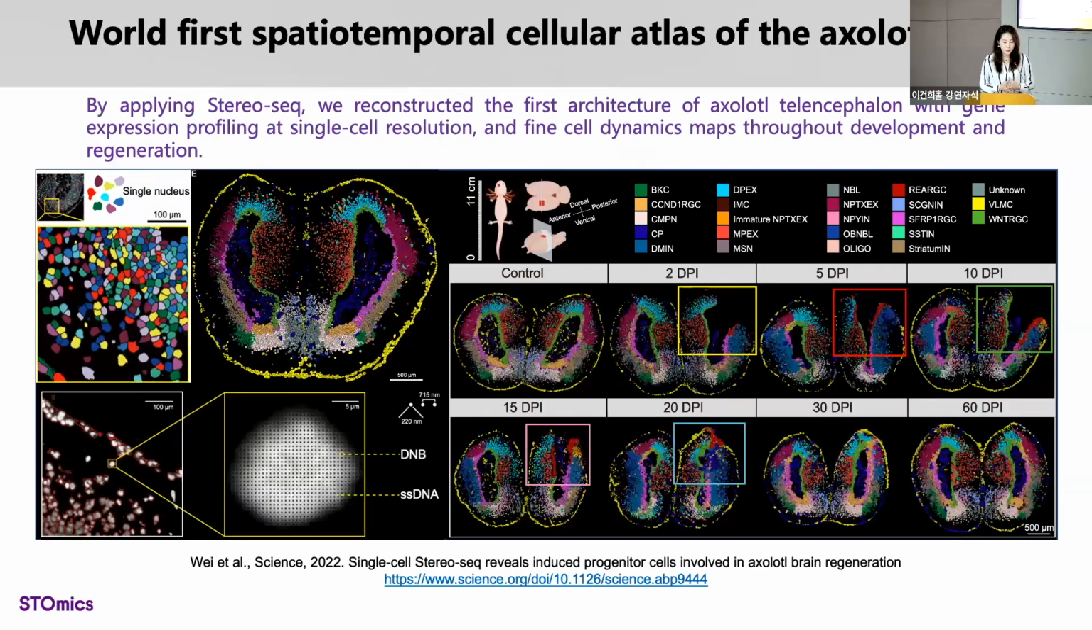And additionally, with Stereo-seq, we were able to construct the world's first spatial temporal cellular atlas of the axolotl brain. This is a brain of an animal called salamander, and they are known for having a large genome size of 32 gigabytes. So it's usually really hard to process this kind of genome scale data. With Stereo-seq, we offered high resolution and large field of view at the same time. Additionally, we're providing tools that are able to process this high throughput data.